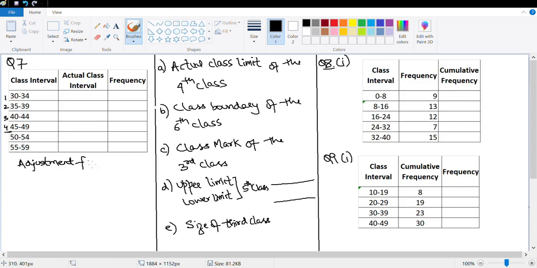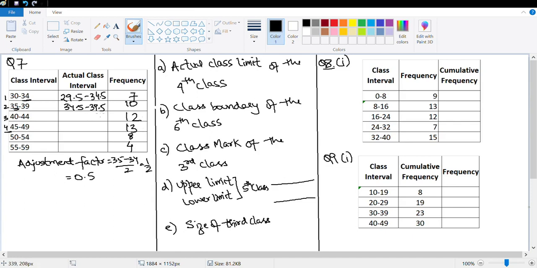So adjustment factor here would be upper limit of 1 and the lower limit of the next one. So that's 35 minus 34 upon 2, which is 1 upon 2, which is 0.5. So I add 0.5 to the upper limit and subtract it from the lower limit. So 29.5 to 34.5, 34.5 to 39.5. The frequency is given, I haven't written it here, 7, 10, 12, 13, 8 and 4.